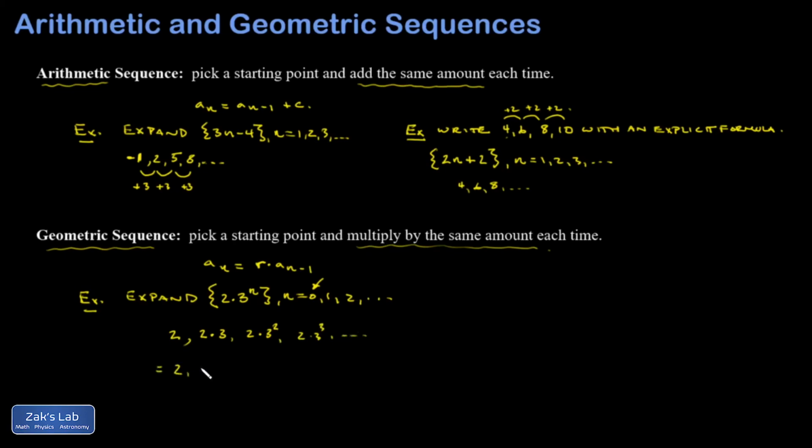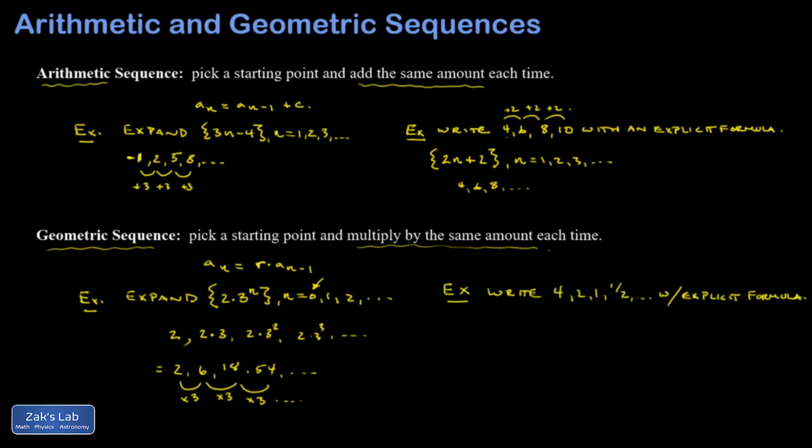Okay, so that's 2, 6, 18, 54. And again, the defining characteristic of a geometric sequence is that I'm multiplying by the same amount at every step. So I took 2 times 3, and I got 6. Multiply by 3, and I get 18. Multiply by 3, and I get 54, and so on and so on. So there's the expanded form of that thing. In the next example, we go the opposite direction.